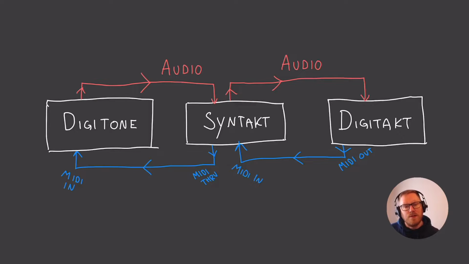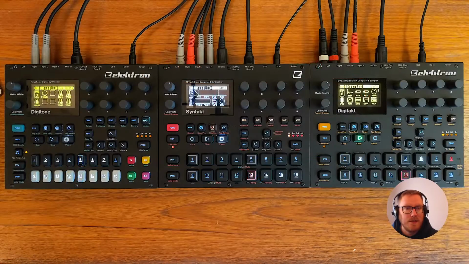MIDI-wise, you actually want to go the reverse, because Digitakt is a really good MIDI device, and you want to be able to use this one to control the other parts. So MIDI goes out from Digitakt and into the Syntakt, and from the MIDI through on the Syntakt you go into the Digitone. So how do you actually do these then?